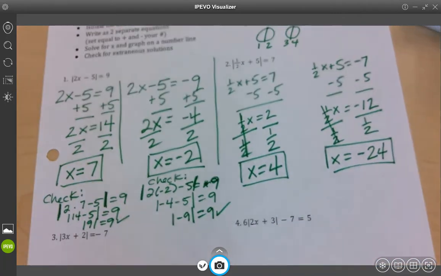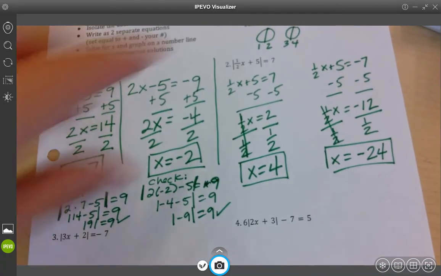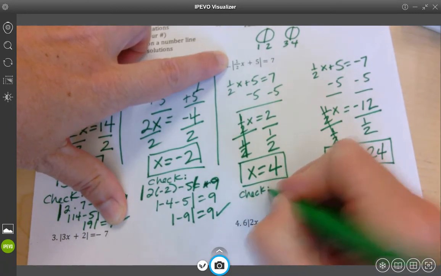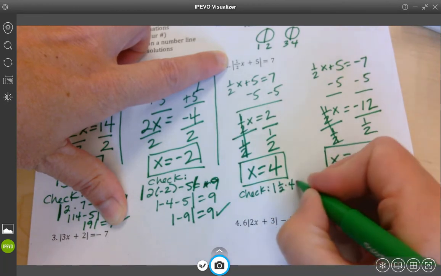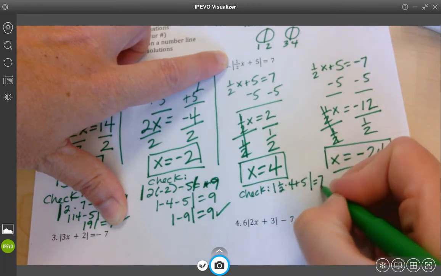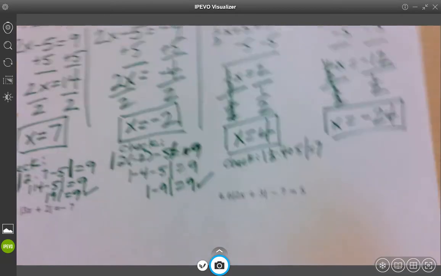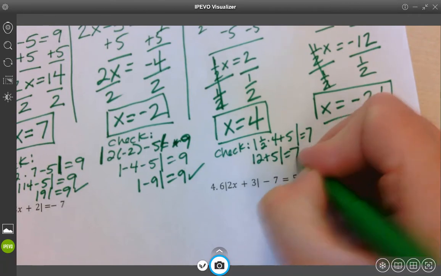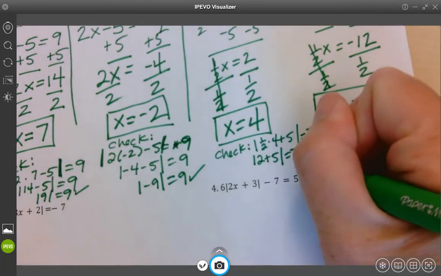Did anybody check these yet? See if they work? All right, so we check them just by putting them back in. Check. Absolute value of 1/2 of 4 plus 5 equals 7. What's 1/2 of 4? You guys know what 1/2 of 4 is? 2. Okay. So absolute value of 2 plus 5 equals 7. Is that going to work out for us? That one checks out, right?